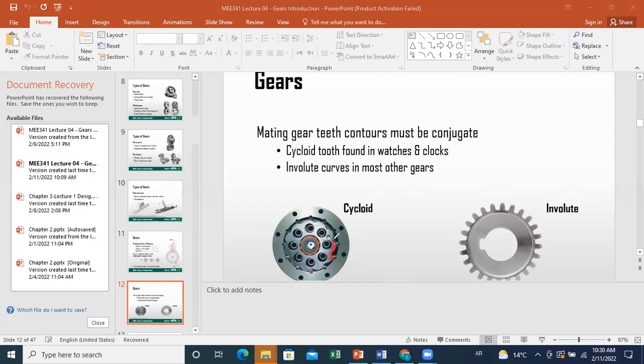As you can see, you have the following profile. While for involute, you have a certain characteristic shape of the teeth, and we'll go into detail about how the involute shape is designed. It depends on the application. In general, cycloid teeth are found in watches and clocks, while involute curves are present in most other gear applications. In this course, we'll concentrate on the involute configuration and we'll study how forces are transmitted through it.